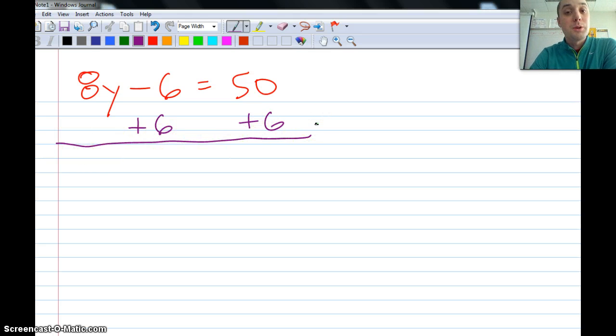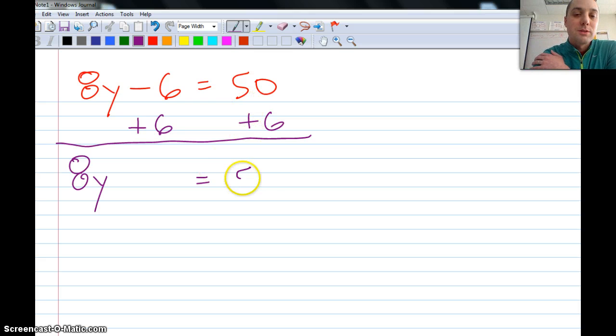Draw your equals line. The equals parts are important. It signifies that step's over, and it helps you keep your work organized. 8y, drop it straight down. Minus 6 plus 6 cancels. We always want that to cancel, by the way. Drop your equals sign straight down. 50 plus 6 is 56, like my age.